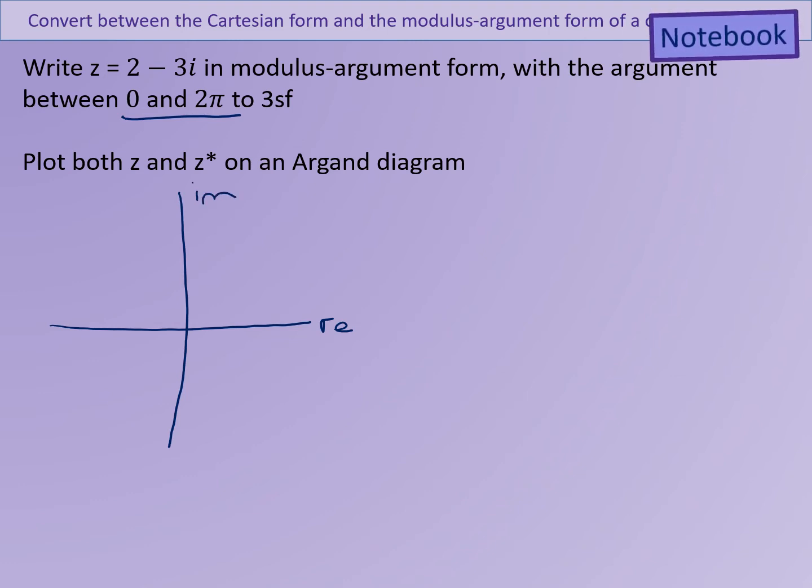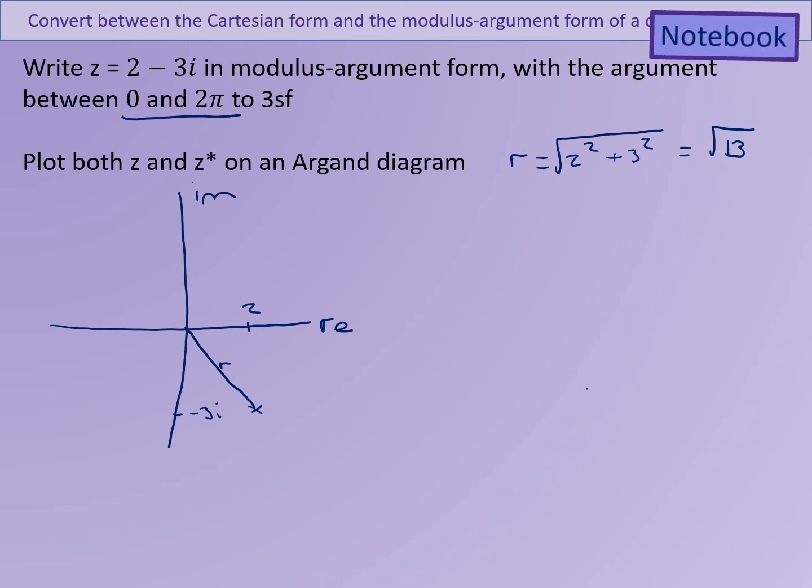I'm going to plot 2 minus 3i on there. So 2 minus 3i. So we are going to find the modulus and the argument for that complex number. The modulus can be found using Pythagoras' theorem, as we did in the previous lesson. So we're going to use 2 squared plus 3 squared, find the square root of that. So the modulus is root 13.